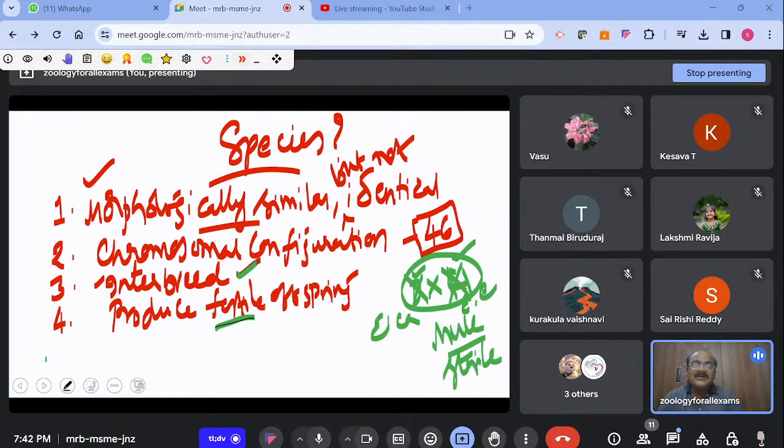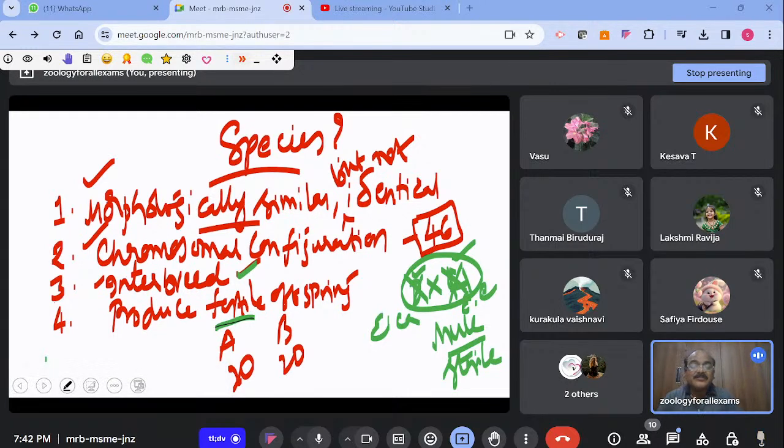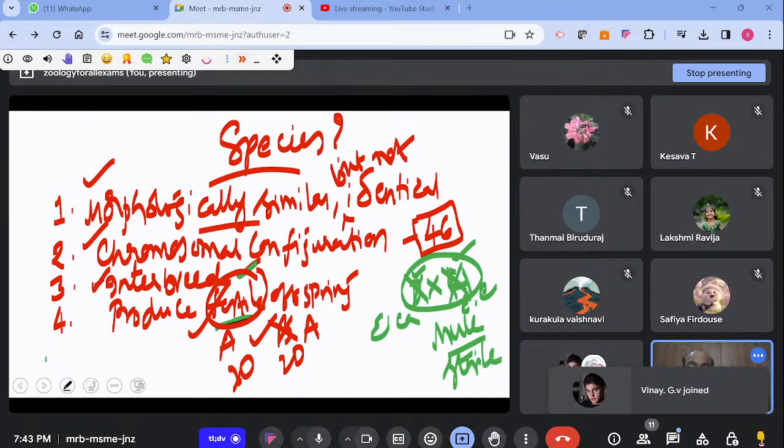We know there are several monkeys. Monkeys are morphologically similar, and some of the monkeys that belong to different species may also share the same chromosomal configuration. Species A has 20 chromosomes and species B also has 20 chromosomes. That doesn't mean that they belong to the same species. If they exhibit interbreeding, but fail to produce fertile offspring, then we say that they belong to different species. If they produce fertile offspring, then we say that they are not different species. They belong to the same species.